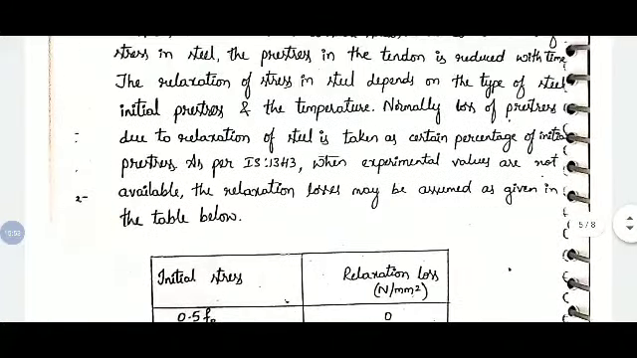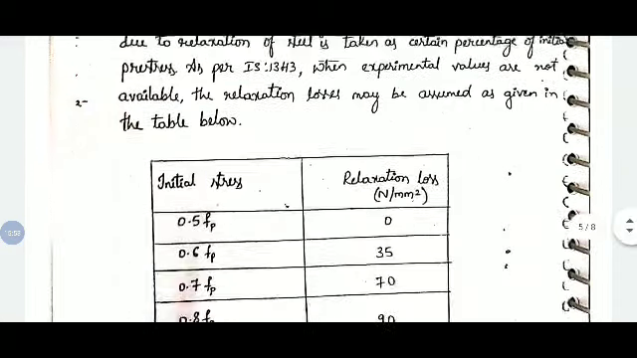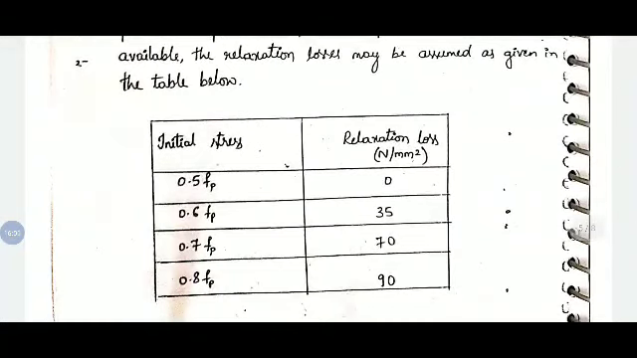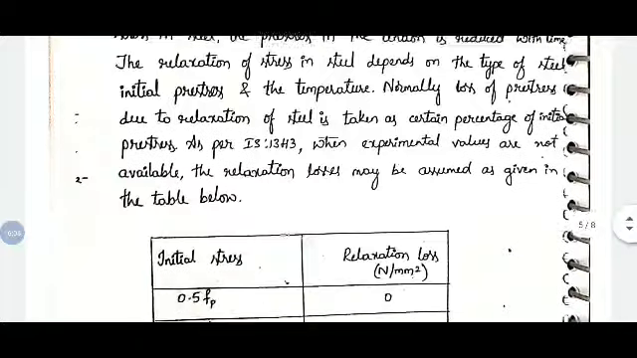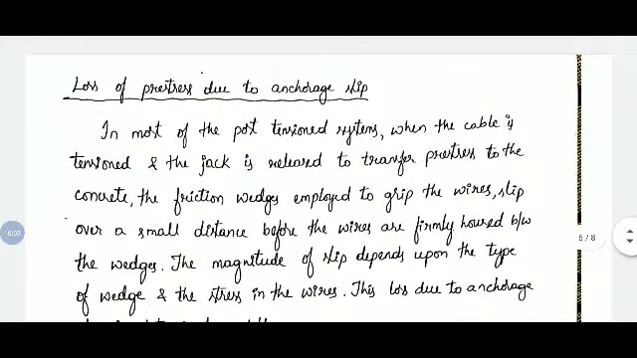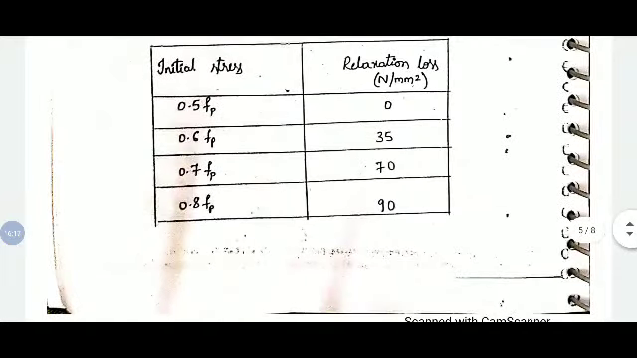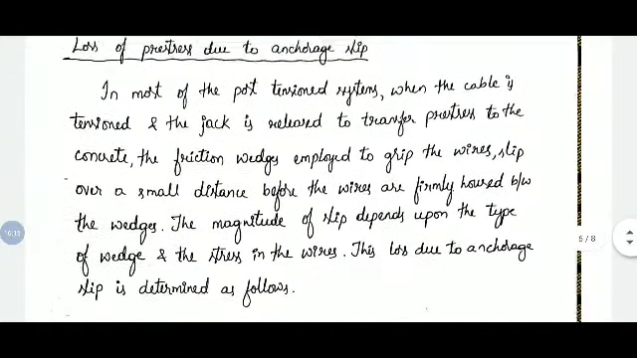by using this IS code book. So for that we have a table of how much relaxation of stress will occur, or in problems it may be given in the form of percentage of steel loss of stress, 1% or 0.5%, like that it may give. So that's what here it is given, 0.5, 0.5, 0.7, 0.8.